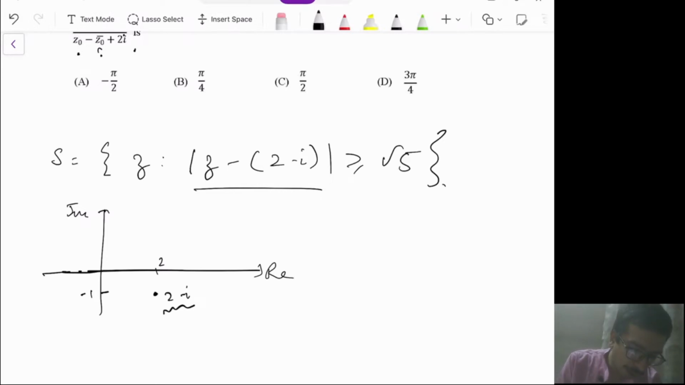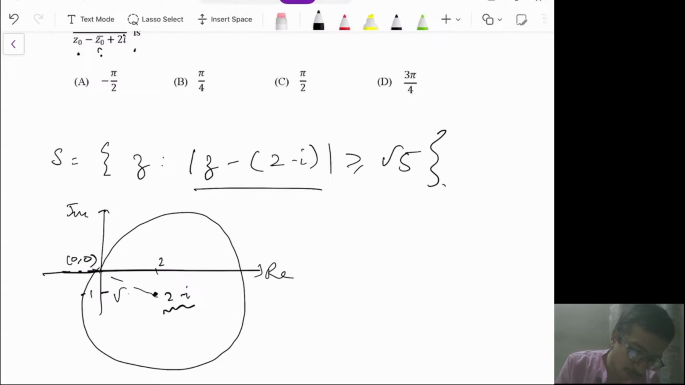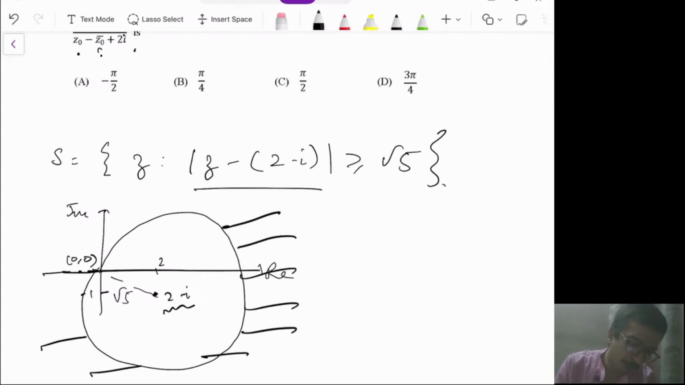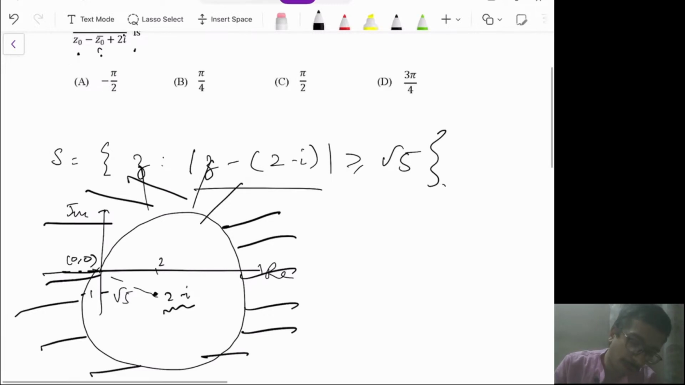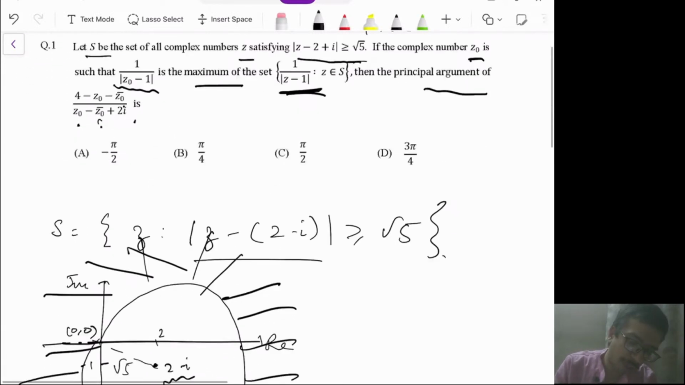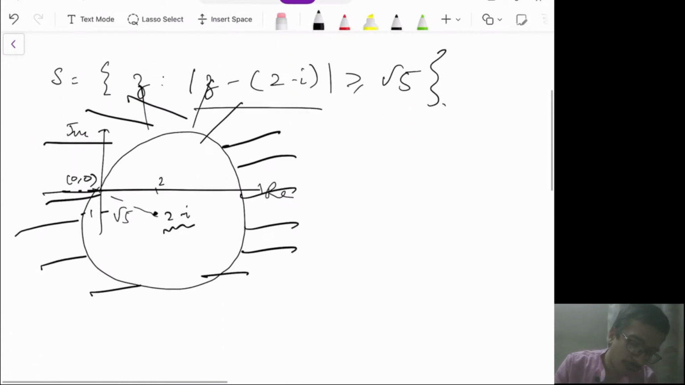Here we can check that the origin also lies on the circular boundary, because the distance between the origin and 2 comma minus 1 is exactly root 5. So now we have a circle and the origin lies on the circle. The radius of the circle is root 5, and the points at a distance of at least root 5 are the points exterior to the circle, and the circle is also included, because you have greater than or equal to root 5. So the circle and the points exterior to it are the ones which belong to the set S.